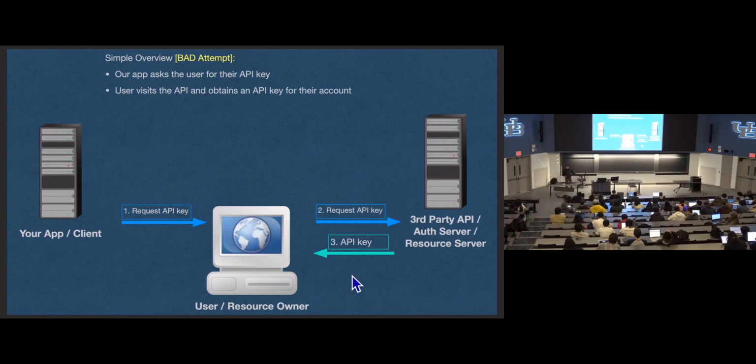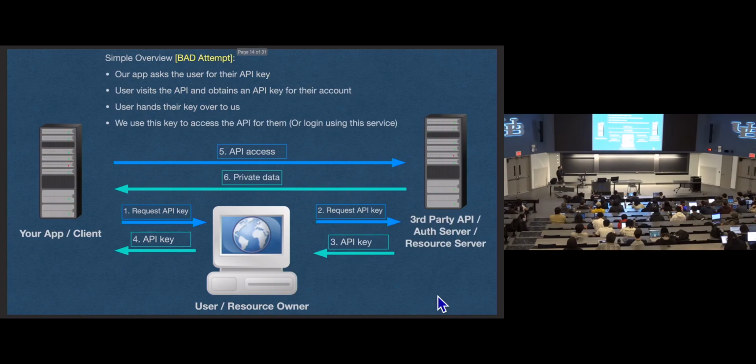Let me go talk to GitHub for a second. User's going to go to GitHub, get an API key issued to them for their account, and hand that key over to us. They're going to say, okay, don't worry, I went to GitHub, I got an API key, here's my API key. We say, cool. We go to GitHub, and we start accessing the API on their behalf. Now, this doesn't seem too bad, I don't think.